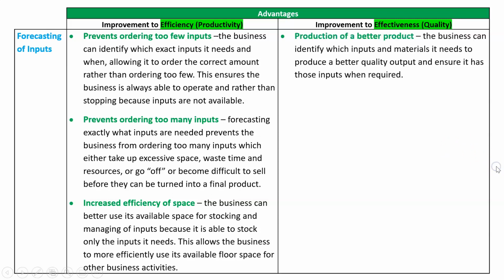How are we going to be more effective? We're going to produce a better product. Why? Because we're always going to have the products or the inputs that we need in the right amount, at the right quantity, at the right time. So therefore, we can produce a more effective product.